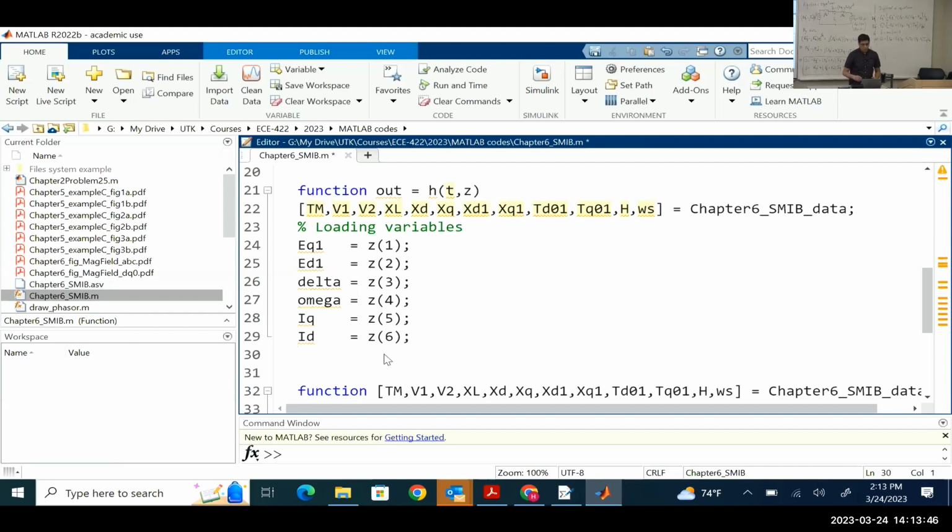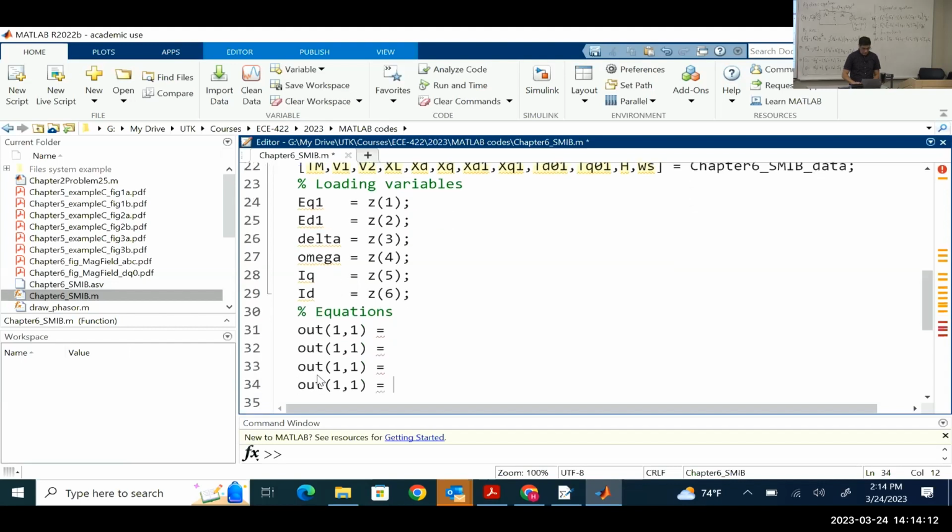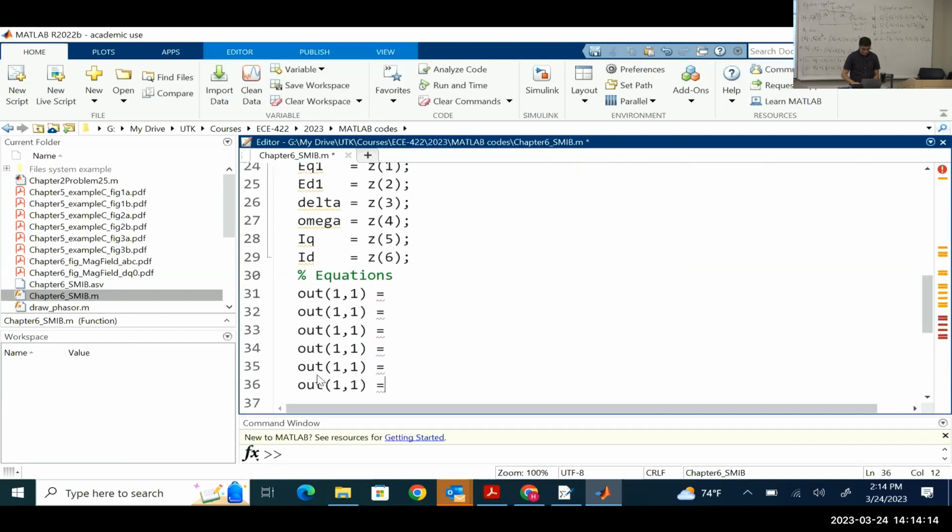So we have the variables, we have the data, and now we can start writing the equation. The output of this equation, the result of this function h, is going to be stored in out. So we're going to have 6 equations. 4, 5, 6.